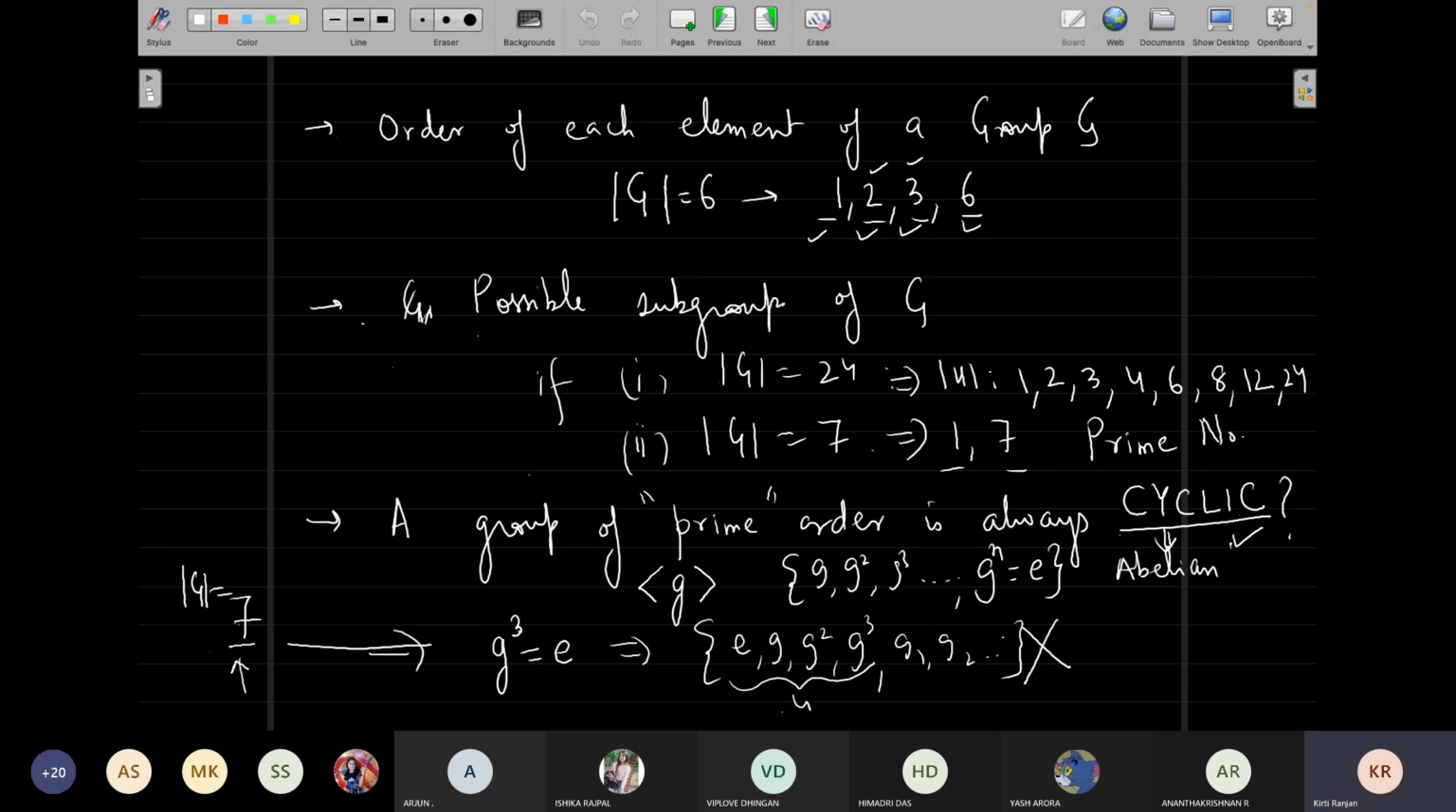And in the case of prime order, this number narrows down to a single one, so it will always be a cyclic group. We know a cyclic group is always an abelian group. So for the prime, it's always going to be cyclic.